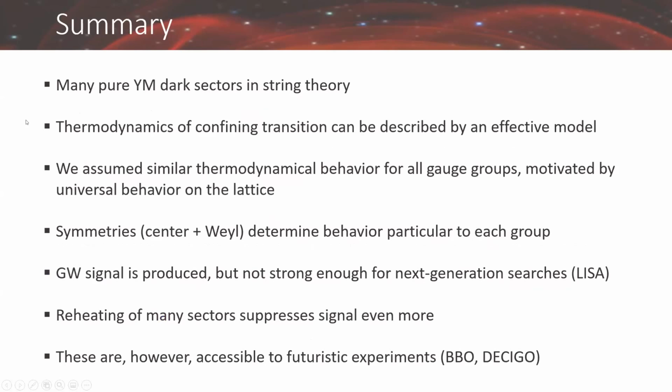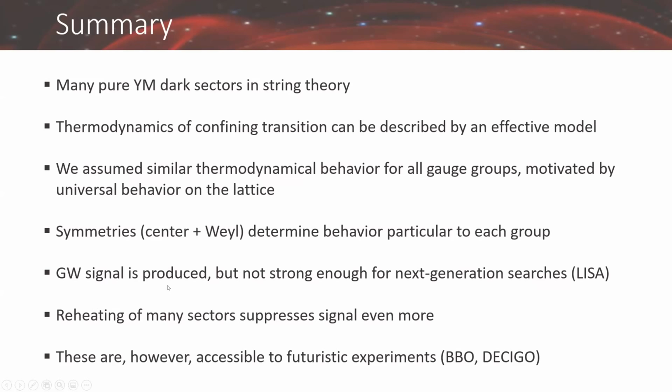So, summarizing, you can have many pure Yang-Mills dark sectors in string theory. The thermodynamics of this transition can be described well enough in an effective model. We can assume that the gauge groups will have a similar thermodynamical behavior, motivated by what we see on the lattice. What differentiates the gauge groups are the symmetries. The structure of the Lie algebra makes the effective potential different.